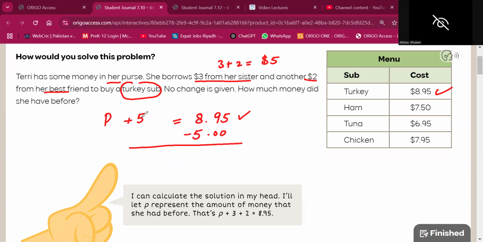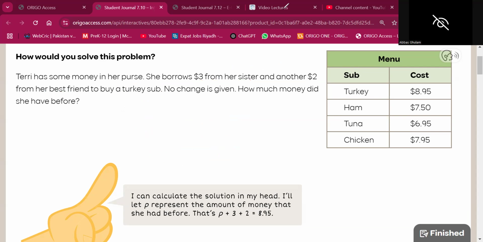What am I doing here? Plus. What is the opposite of plus? Minus. I write minus here. On the other side I already wrote minus. Same name, so I cross this out, because plus and minus are inverses of each other and inverses always cancel each other. What is left? P equals 8.95 minus 5, which is 3.95. So she already has in her purse how many dollars? $3.95.